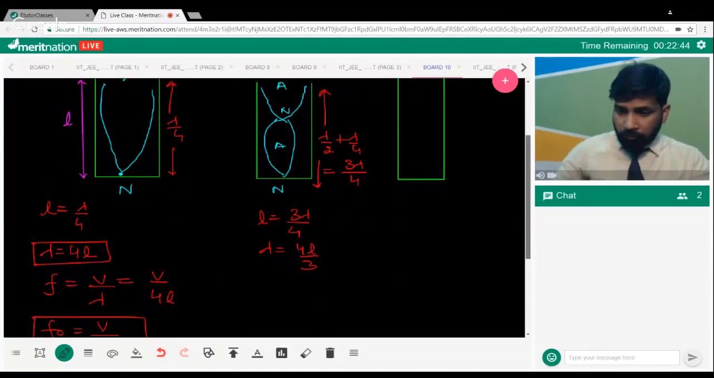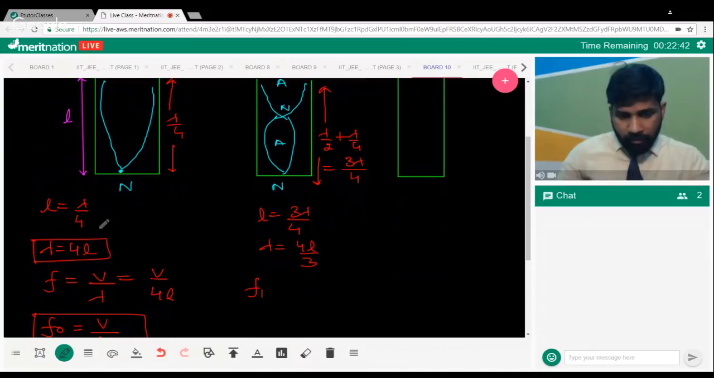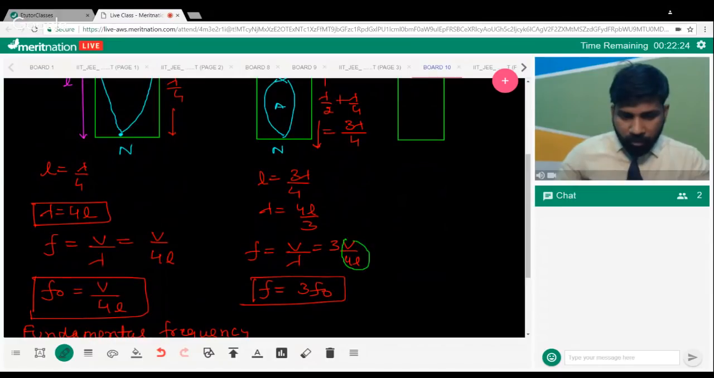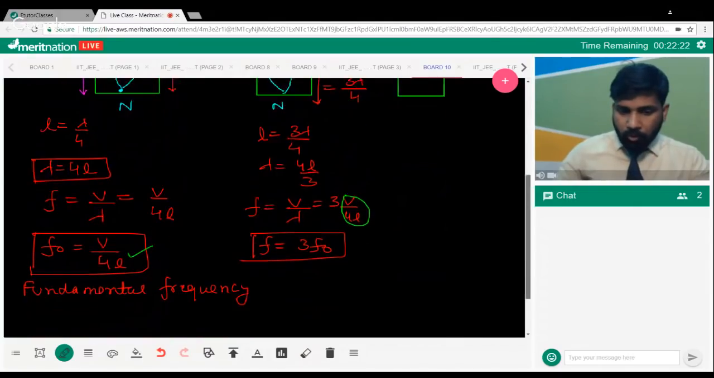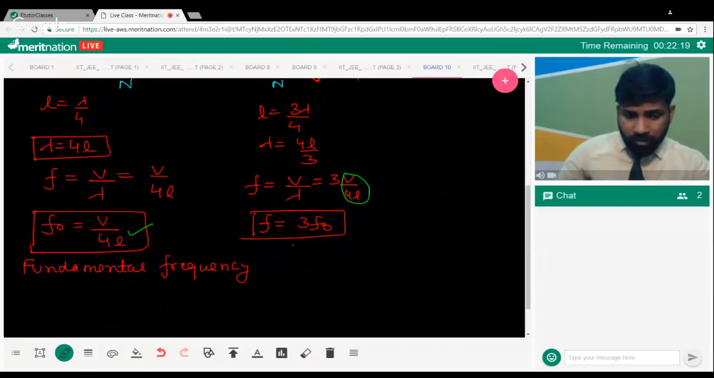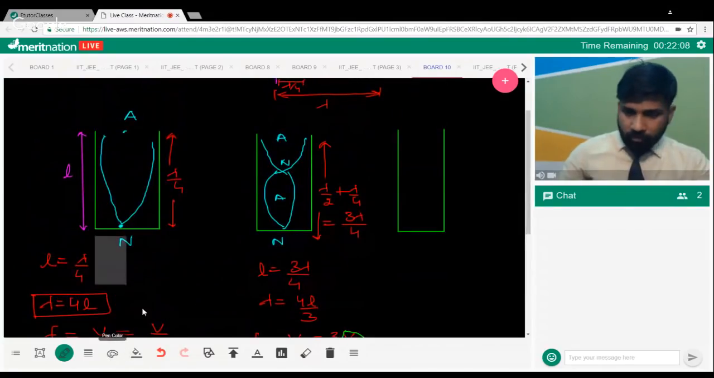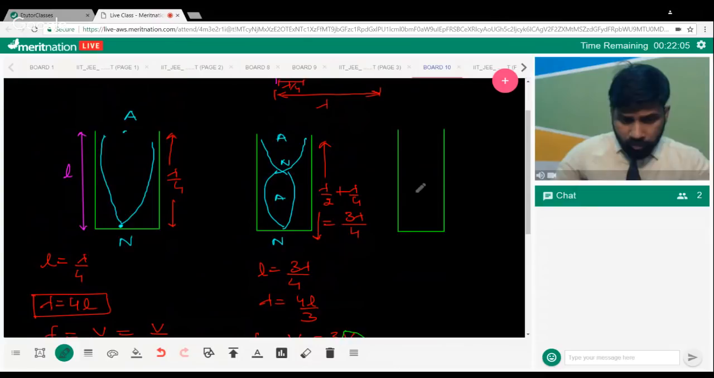Now again we can find the frequency. Frequency is equal to v by lambda. Just put the value of lambda here, so it means 3v by 4L. You can see this f is 3 times the fundamental frequency, because v by 4L is our fundamental frequency. So this is known as the third harmonic. Okay, now let's move on to the next case. You can see this one is also possible here.